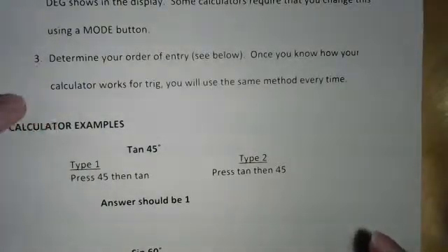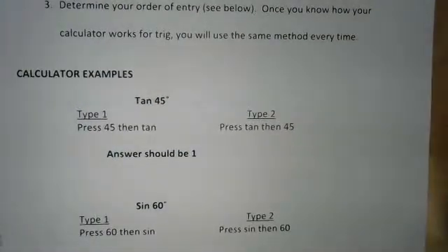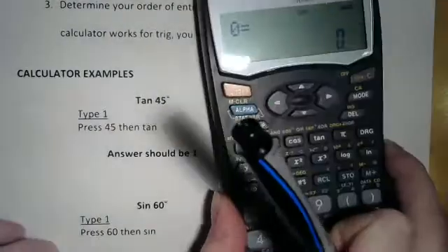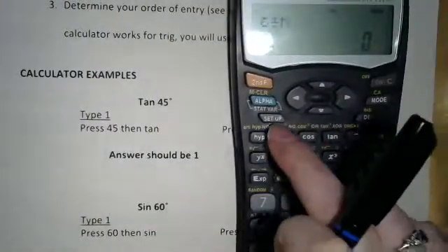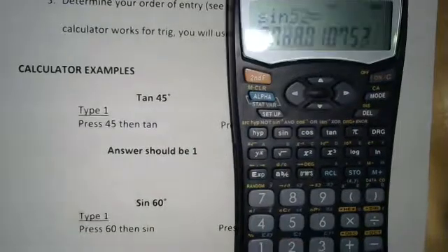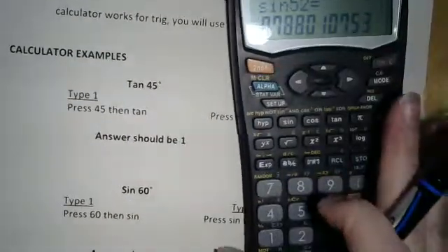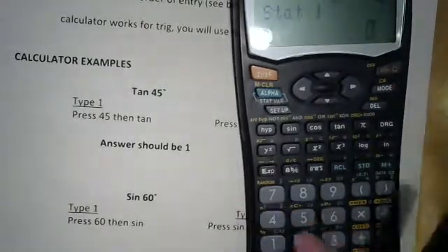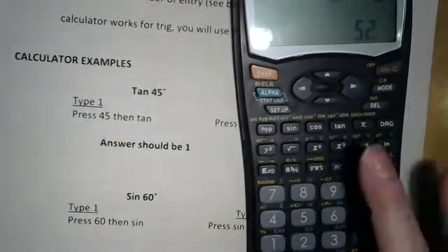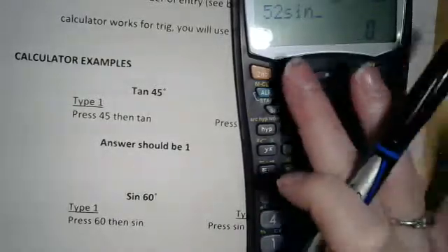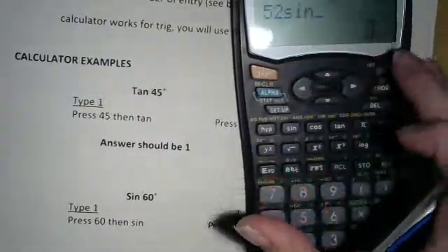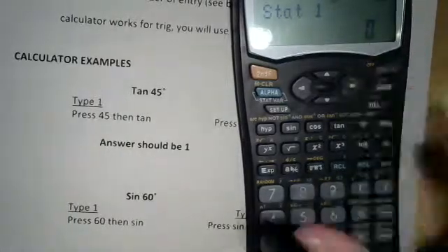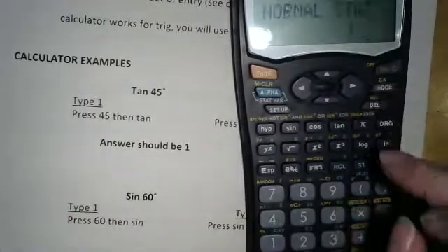Determine your order of entry. Once you know how your calculator works for trig, you will use the same method every time. Sometimes with certain calculators, you're going to put in sine of an angle equals, so that's how mine works. So sine of 52 would be 0.788. Some calculators have you put in the number first and then hit sine. That doesn't work for mine. So figure out which order you need to put it into your own calculator.